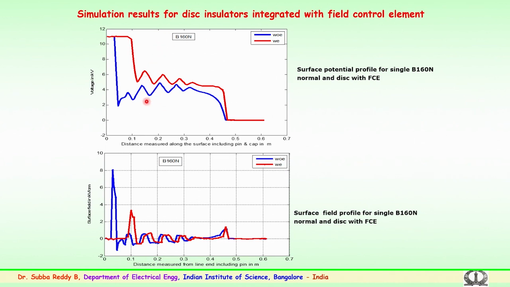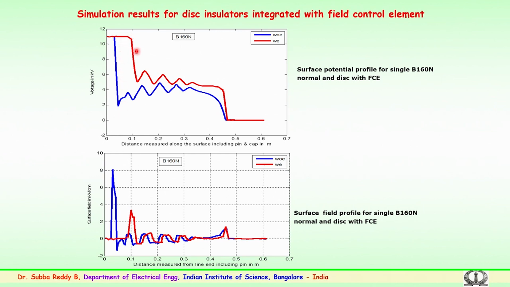So, this shows the surface potential profile for a particular type for the normal condition and with the field control element. We can see, without, the blue color shows the potential of a single disc. To the single disc we have applied 11 kV. This is the pin region, this is the petticoat of the insulator or the sheds, and finally this is the cap which is at 0 potential. You could see the distribution of the potential without the control element.